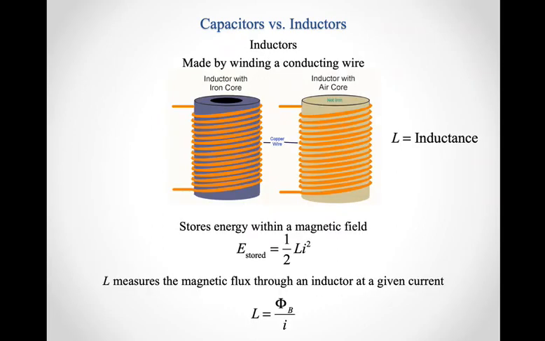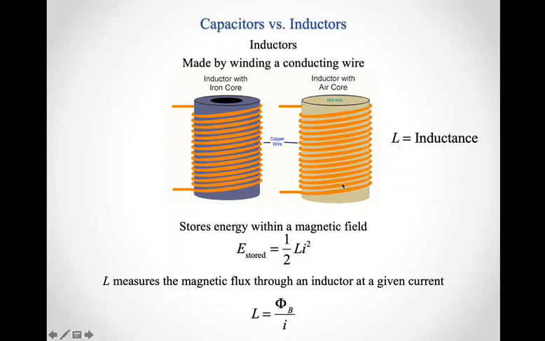Inductors. Well, we said that you build an inductor by winding your wire around some cylinder. And again, that cylinder can effectively be empty, so you've got an air core, or you can have iron in that cylinder, and then you've got an iron core. So again, based on how you've built your inductor, that's going to determine what its inductance is.